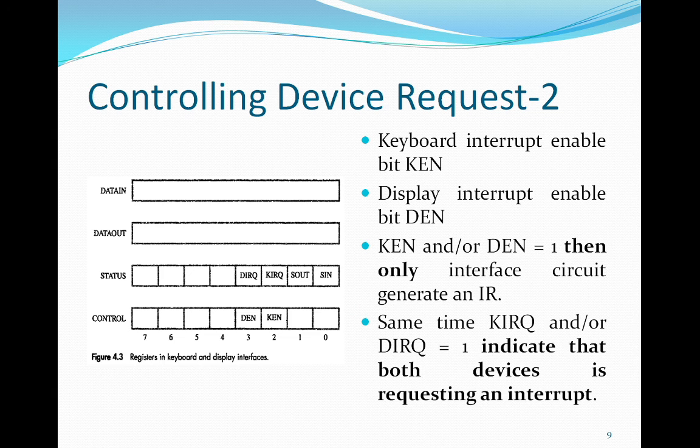To summarize, there are two independent mechanisms for controlling the interrupt request. At the device end, an interrupt enable bit in the control register determines whether the device is allowed to generate an interrupt request. And at the processor end, either an interrupt enable bit in the processor status register or a priority structure determines whether a given interrupt request will be accepted or not. So this is very important. So this is about controlling the device request.